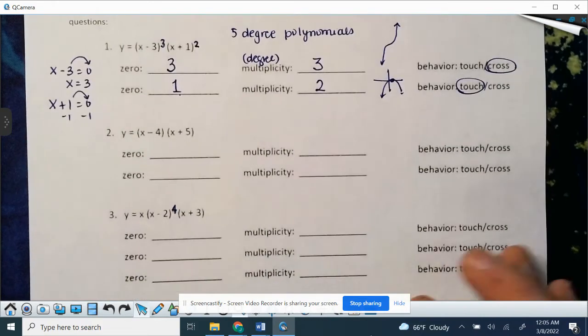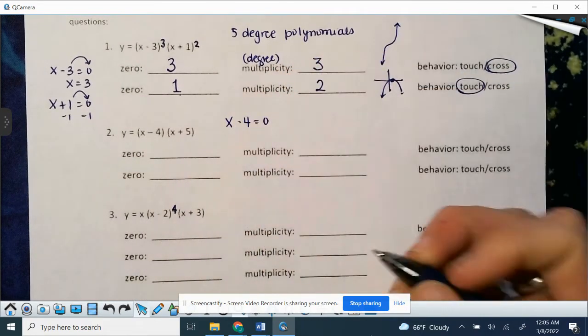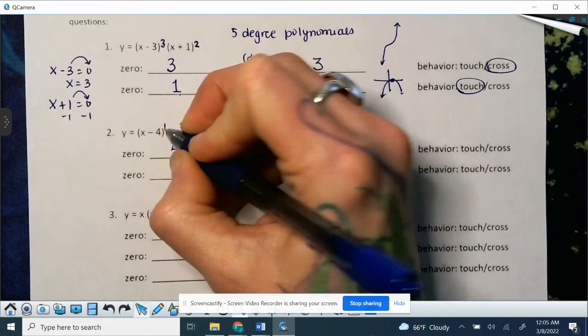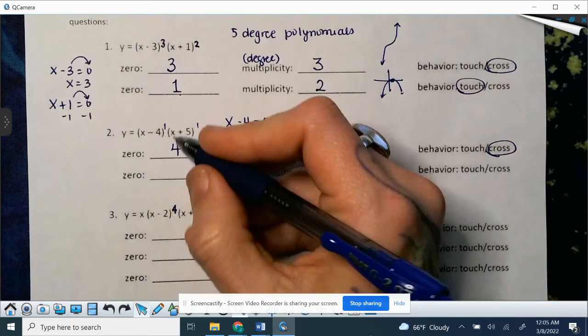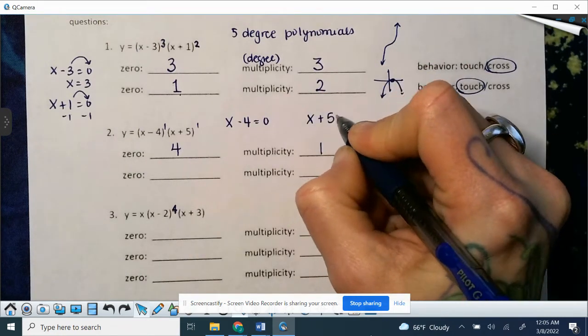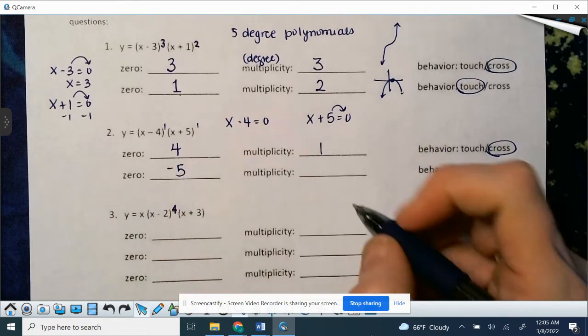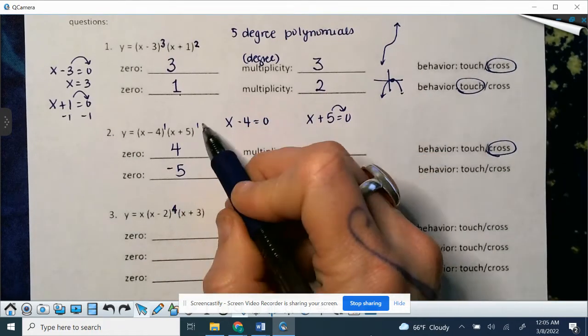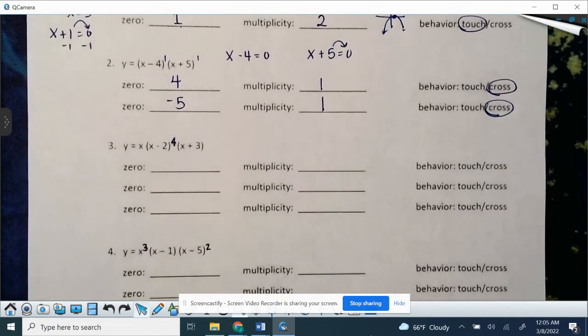Number 2 is x minus 4. We're going to do x minus 4 equals 0. So the 0 is a positive 4. There are no exponents, so that means the multiplicity is 1, and it's going to cross straight through. Then x plus 5, set it equal to 0. Move that 5 by subtraction. So our 0 is a negative 5. Our multiplicity again is 1 because there's no actual exponent there. And it's going to cross through because that is an odd exponent.